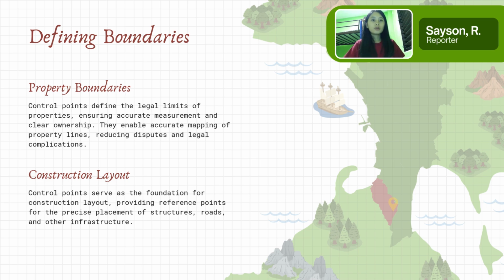So surveyors use GPS and total station to establish precisely the boundary markers. Second, control points serve as the foundation for construction layout, providing reference points for the precise placement of structures, roads, and other infrastructure. In construction projects, control points are used by the engineers as reference markers for laying out structures. This is the basis for the position of foundation, walls, roads, and utility networks.